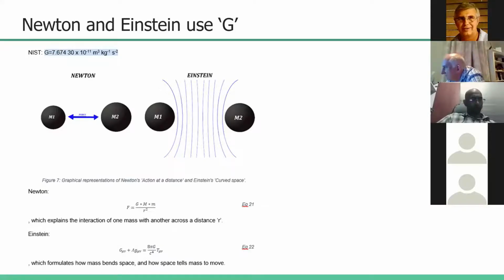When we look at what Newton is trying to tell us, what we can get from this is that we have two masses in the equation and we have a distance, and the force of attraction between them is based on a constant G multiplied by the factor of the two masses divided by the square of the distance.